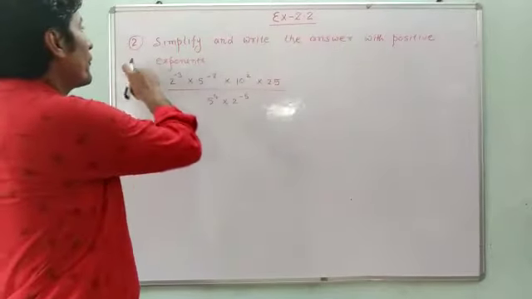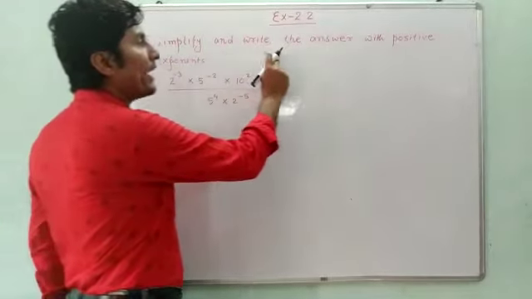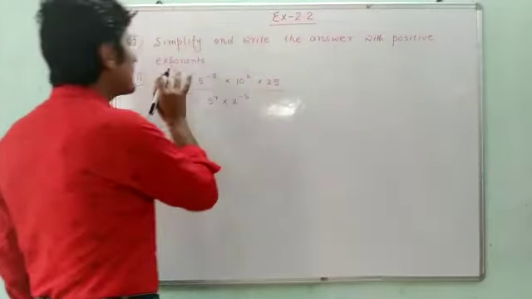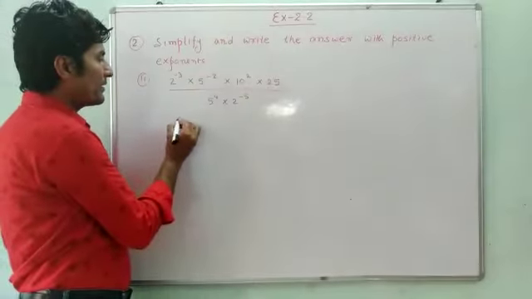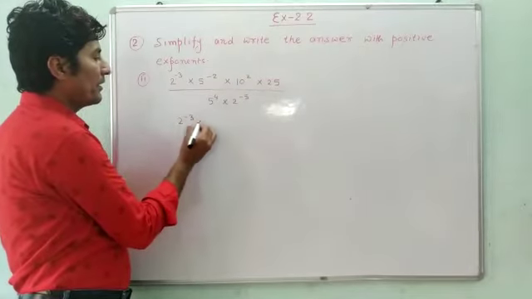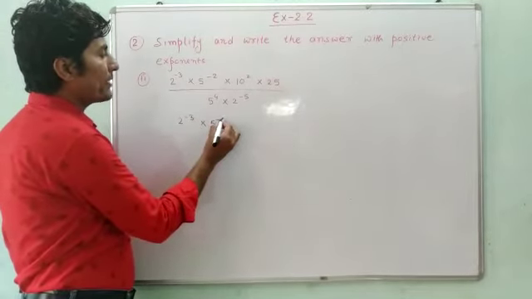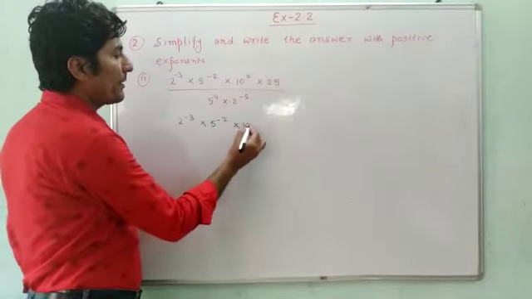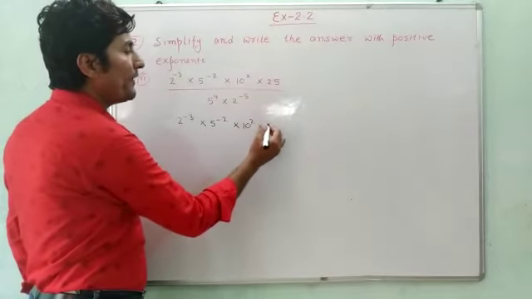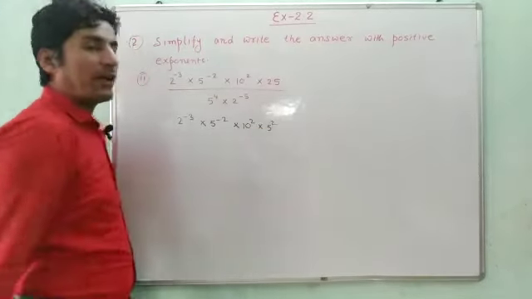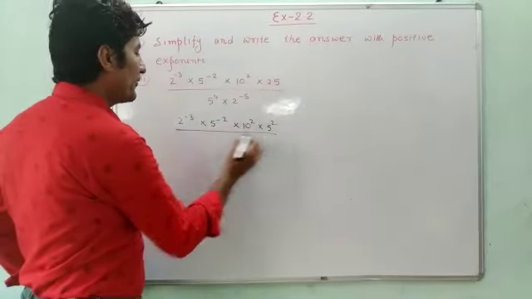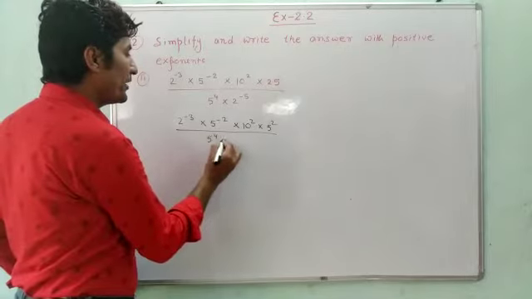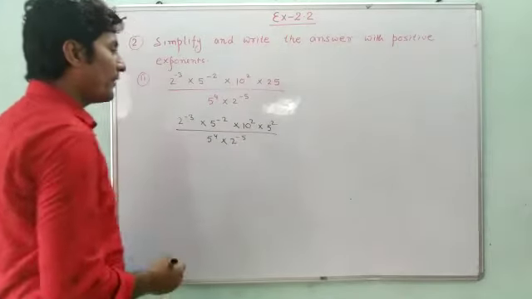Now the second question of question number 2. Simplify and write the answer with positive exponents. So first of all we write 2 to the power -3 as it is without any change, multiplied by 5 to the power -2 as it is, into 10 to the power 2 as it is. 25 can be written as the square of 5, because the square of 5 is equal to 25. Whole is divided by 5 to the power 4 into 2 to the power -5.